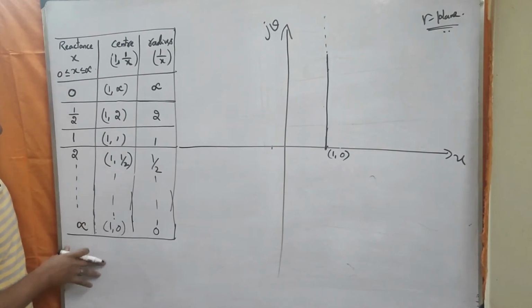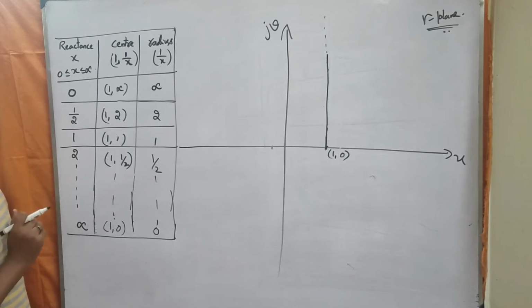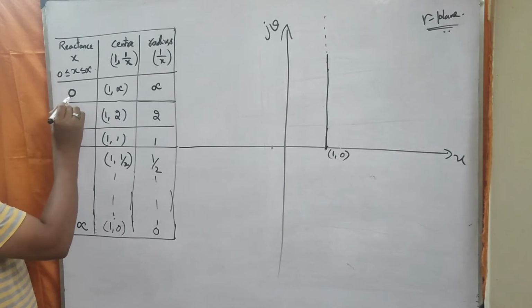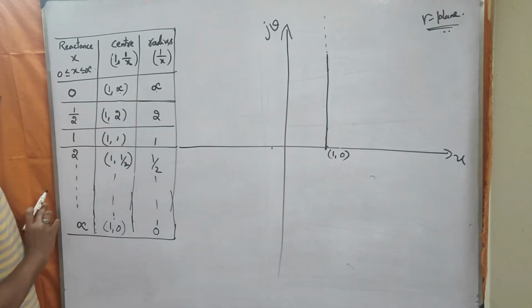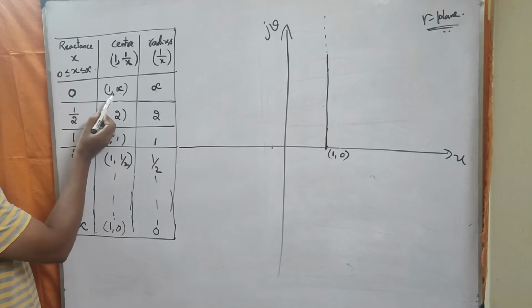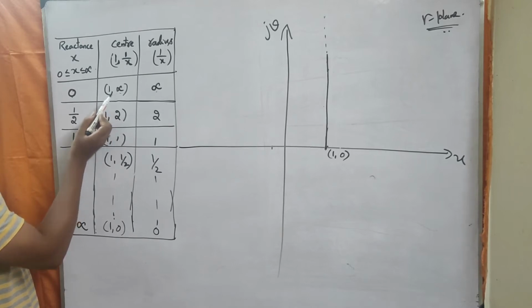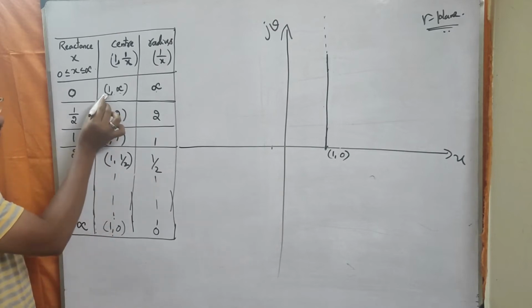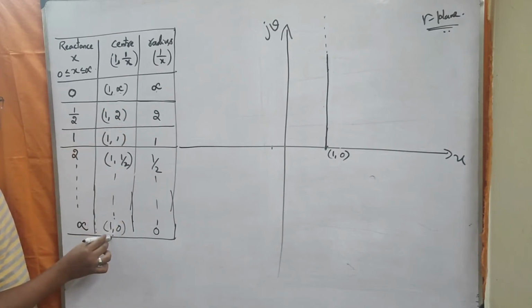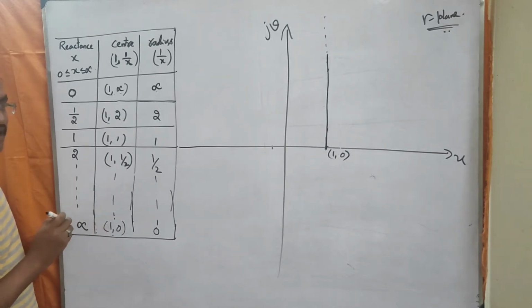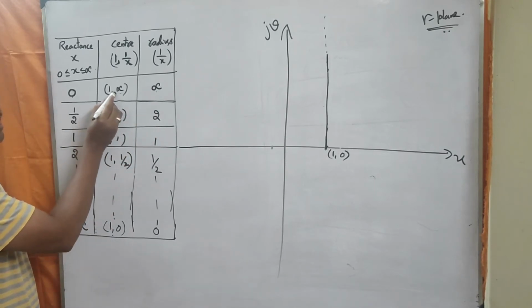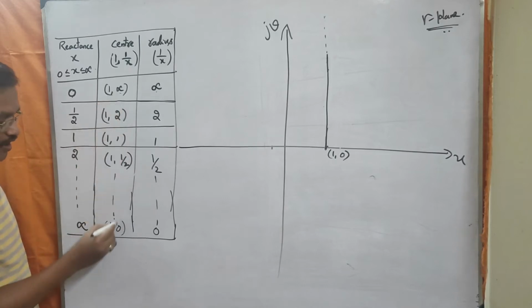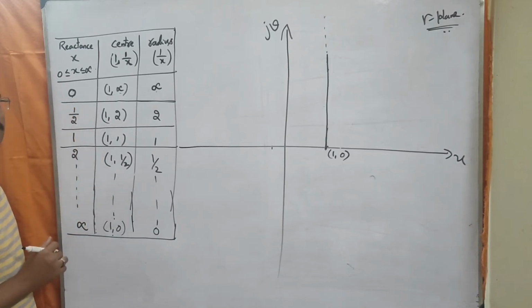Now from this table you can make one more observation. For the x is equal to 0 circle, the center is 1 comma infinity and the radius is infinity. If you observe the distance from 1 comma infinity to 1 comma 0, it is nothing but infinity, and the radius of this circle is also infinity. So I can say the distance from 1 comma infinity to 1 comma 0 represents the radius of the x is equal to 0 circle.